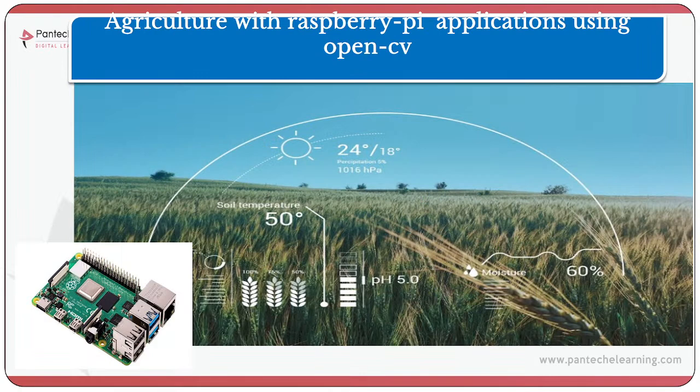And next, agriculture with Raspberry Pi applications using OpenCV. From the drone-captured images, we also need to check the temperature, moisture, and humidity values. For that, we are taking the input of database images, like drone-captured images.